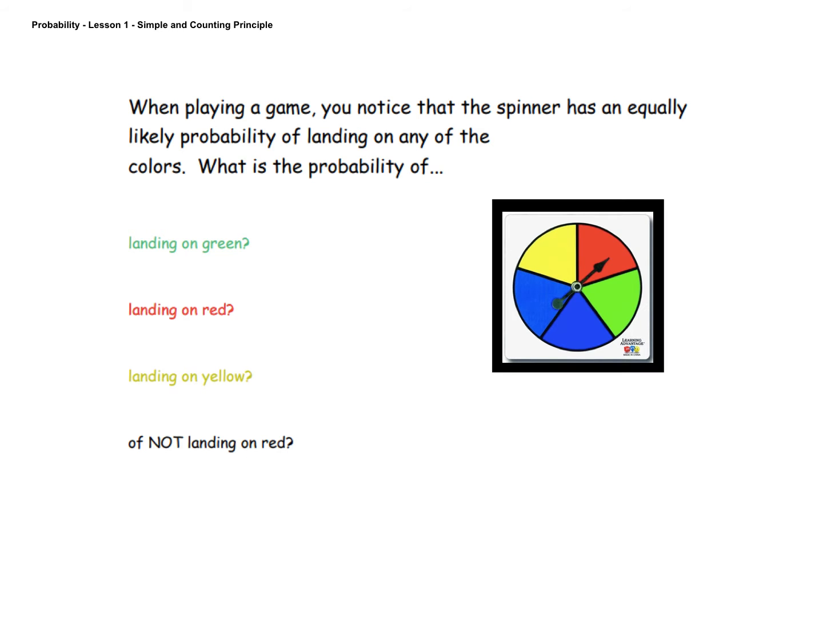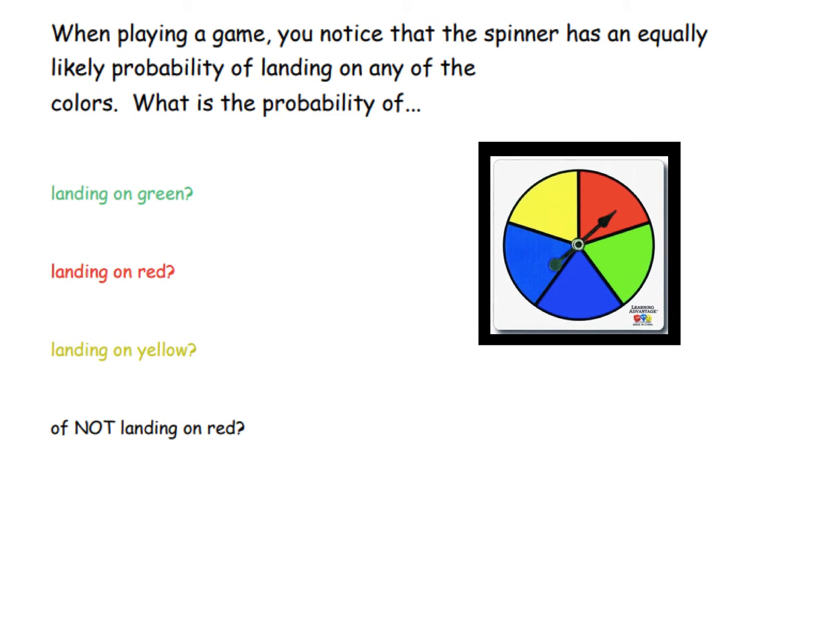What if you're doing the spinner game? Probability of landing on green. Well, there's only one green spot out of how many spots are there? 2, 3, 4, 5 spots total, so 1 out of 5. Probability of landing on red? 1 out of 5, because there's 1 red, 1 out of 5 total. Landing on yellow? There's 1 again, 1 out of 5.